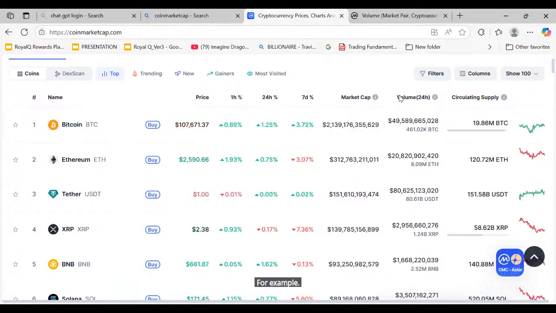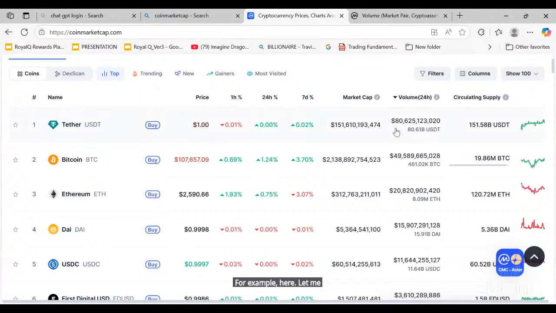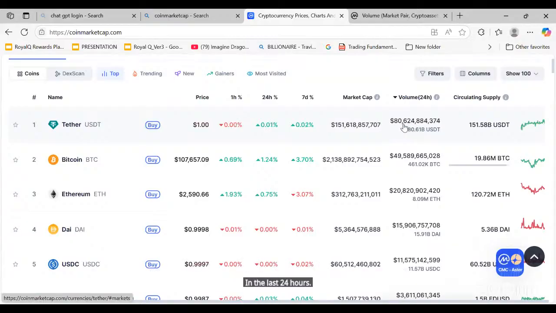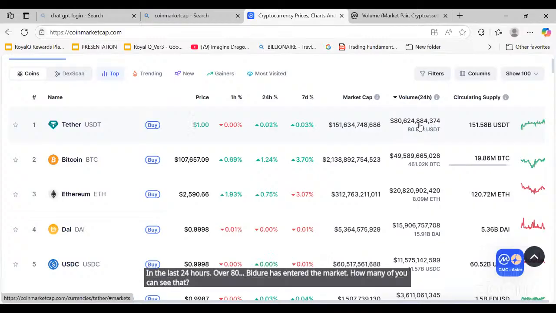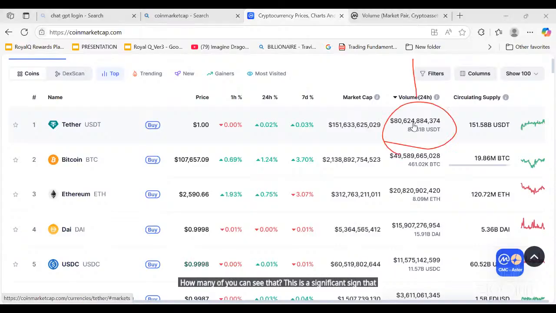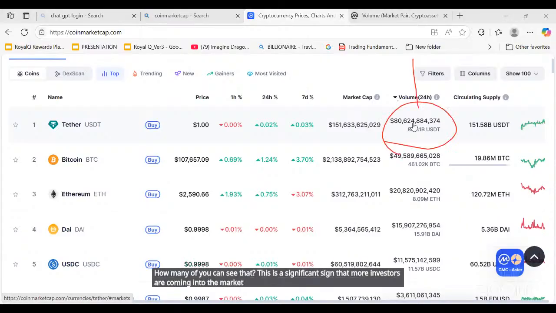For example, here, let me take this so that you can see. You can all see that more money is entering USDT. Give me a yes in the chat if you can see that. In the last 24 hours, over 80 billion has entered the market. How many of you can see that? This is a significant sign that more investors are coming into the market, and that is the reason why prices are going up.